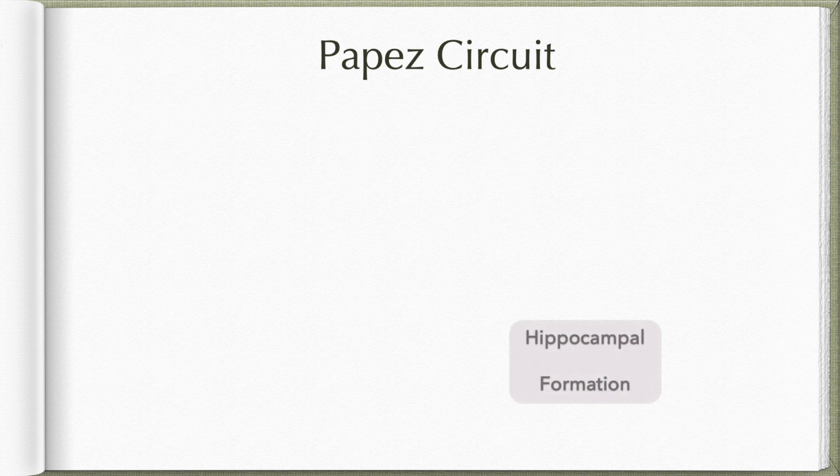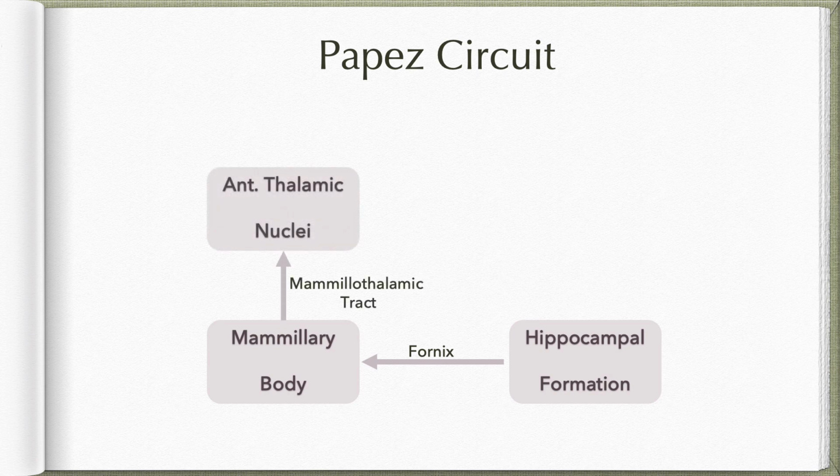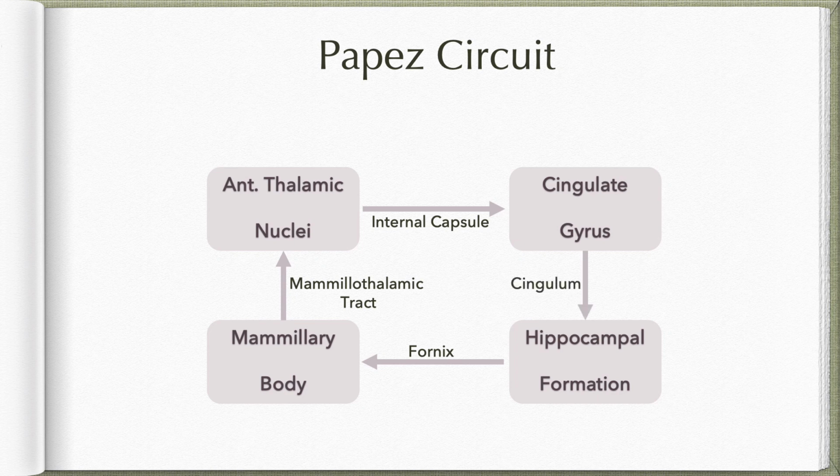So the Papez circuit begins from the hippocampal formation, where it is sending its output through the fornix to the mammillary body. From the mammillary body, the projection is to the anterior nucleus of the thalamus through the mammillothalamic tract, otherwise known as the bundle of Vicq d'Azyr. And from the anterior thalamic nucleus, it sends output to the cingulate gyrus, where the fibers will be passing through the internal capsule. And from the cingulate gyrus, through the cingulum, which is the association fiber, the information reaches back to the hippocampal formation. So this is the basic Papez circuit.